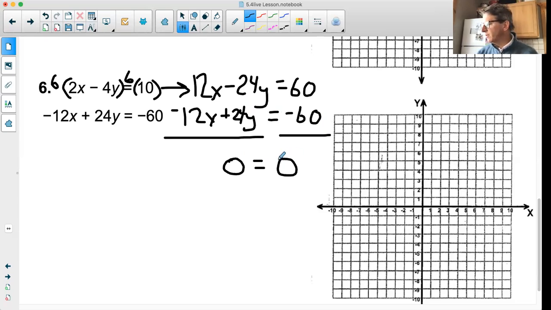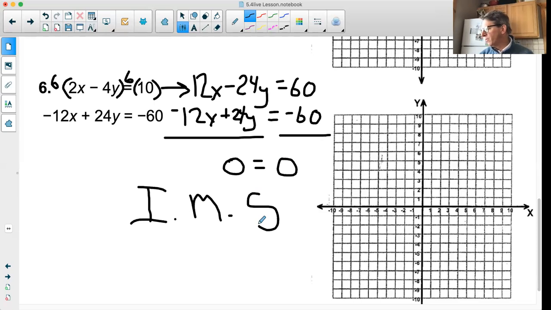And if you have 0 equal to 0, that's always true. And if it's always true, the answer is going to be IMS, infinitely many solutions for number 6. Infinitely many solutions. All points are on that line.